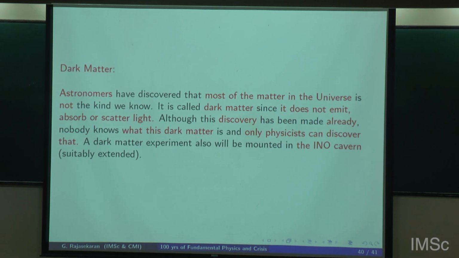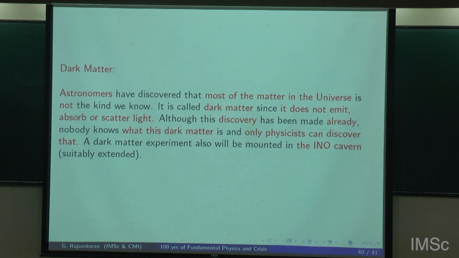Next, dark matter. Astronomers have discovered that most of the matter in the universe is not the kind we know. What we know constitutes only 5% of the total energy budget of the universe. 95% is simply unknown. They are simply called dark, known through gravitational interaction, but nothing else is known. A major part of that, 70%, is dark energy, which is even stranger, but 25% is dark matter.